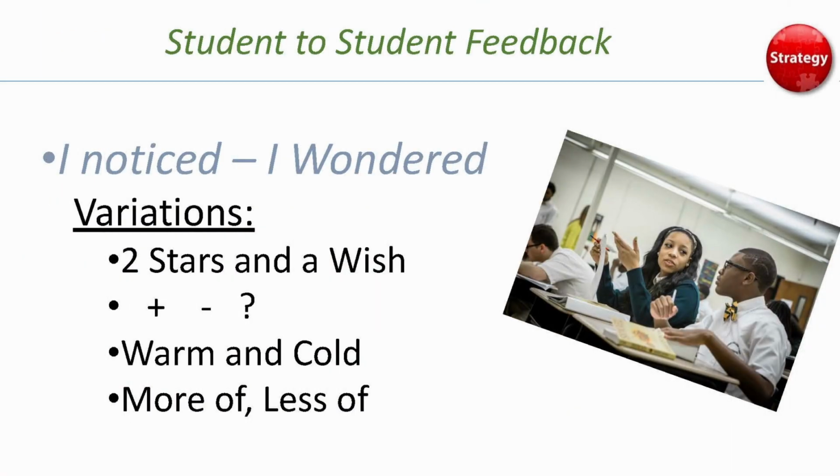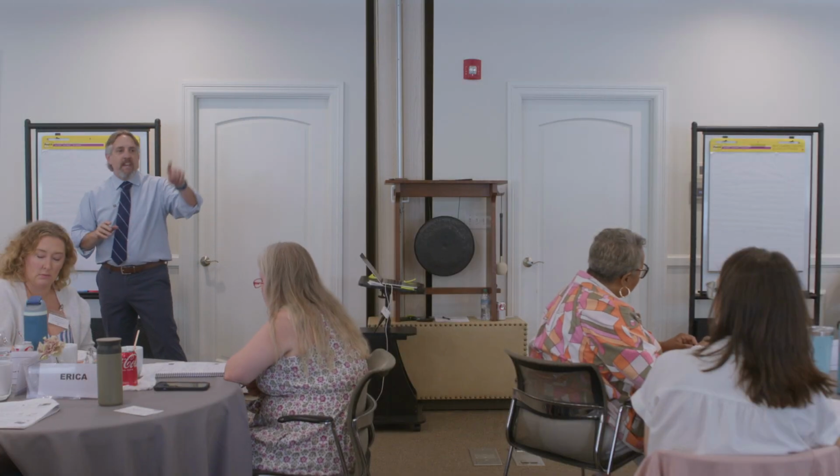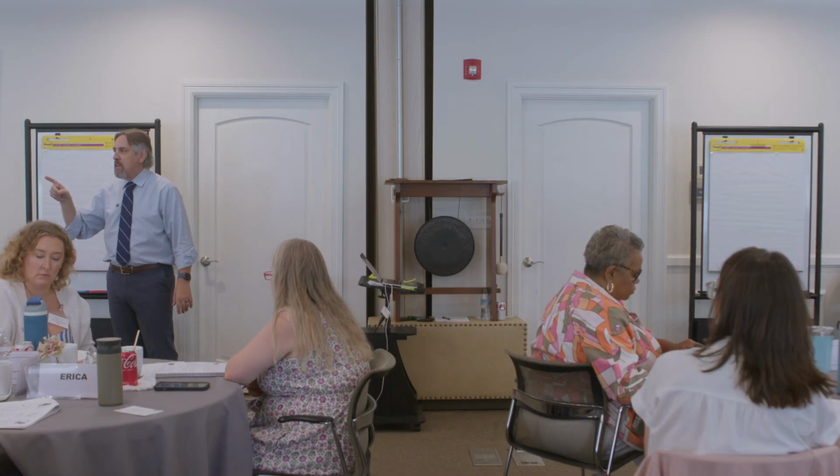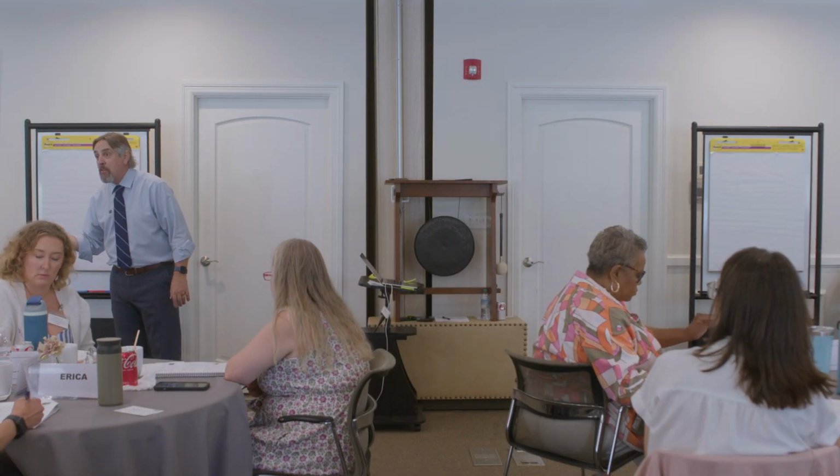Student-to-student feedback. This is most often done with a product, like a written essay or a project. It could also be done sometimes with a presentation. But you put students in pairs or in trios, and you just teach them the process of "I noticed" and "I wondered." What you'll notice with I noticed and I wondered is that they're not evaluative. Don't train kids to say, this is really good, this is really bad, because that's a conclusion, and they might be wrong.